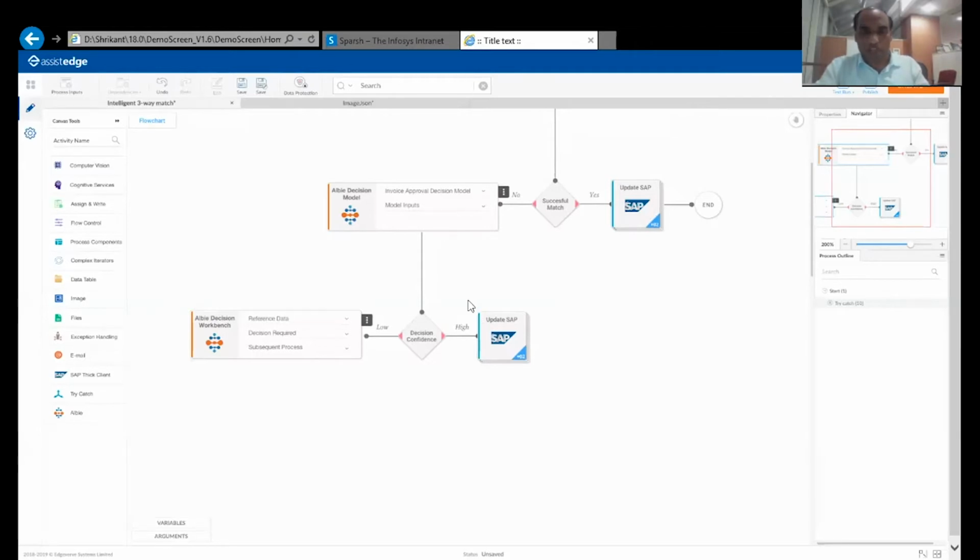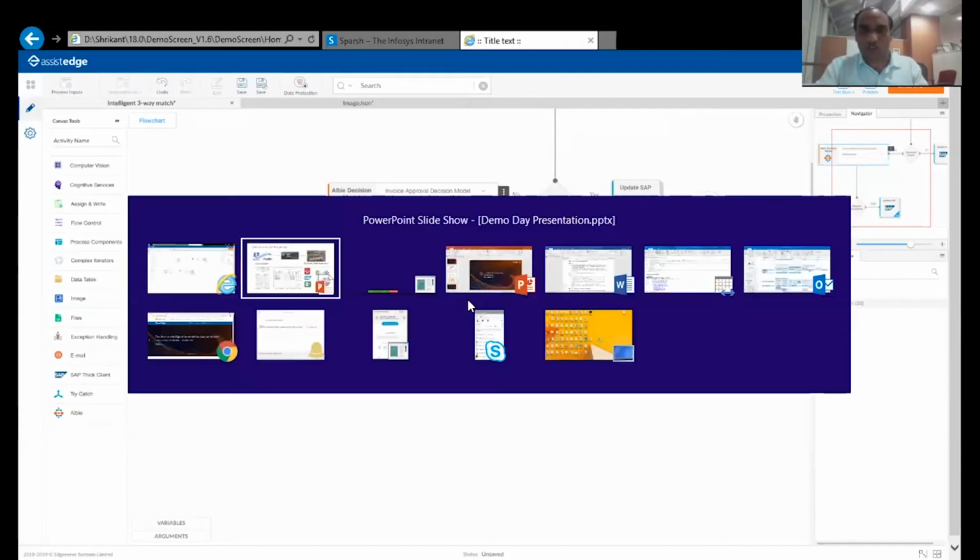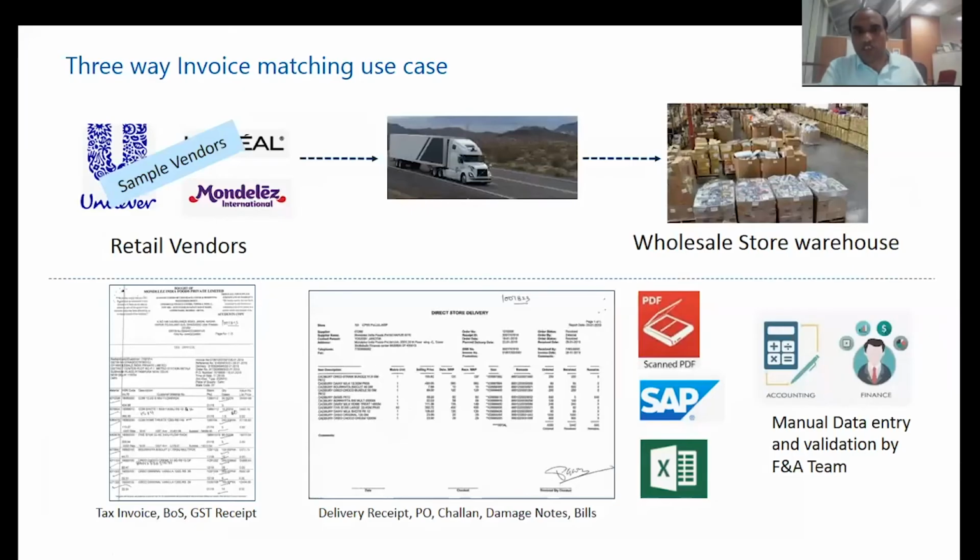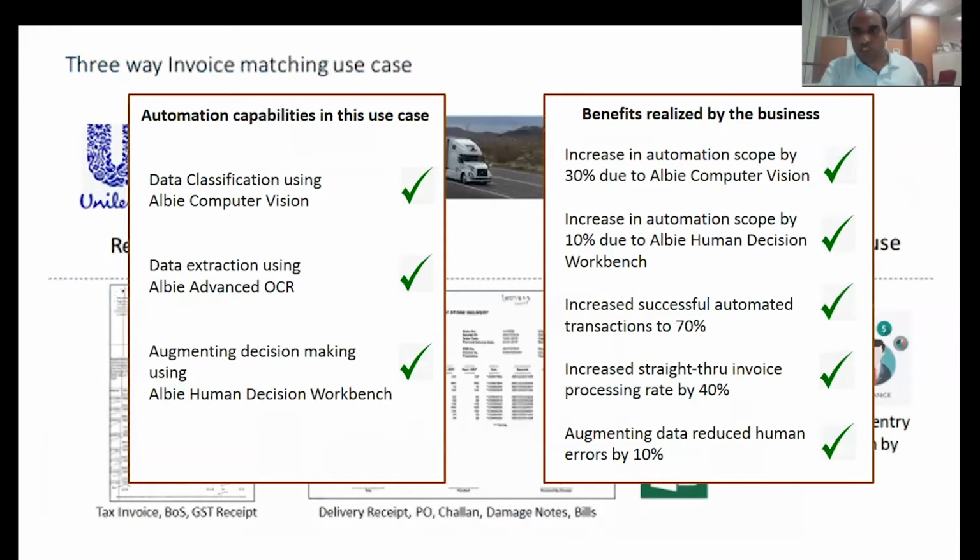Okay, what it meant for the client, just to go back to our use case and case study, is that because we were able to do this data classification using computer vision, extraction using the advanced OCR, and augment the decision making using the decision workbench, we were able to increase the scope of automation in the entire process by almost 40%. 30% because we were processing the documents, and 10% because the decisions were being made by the machine.